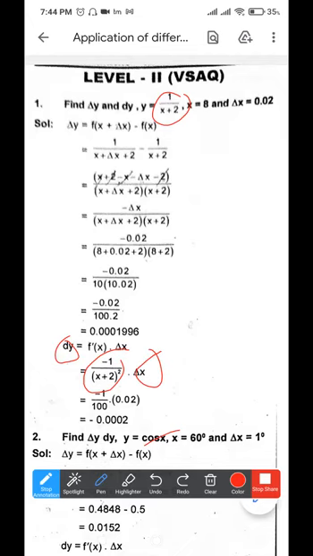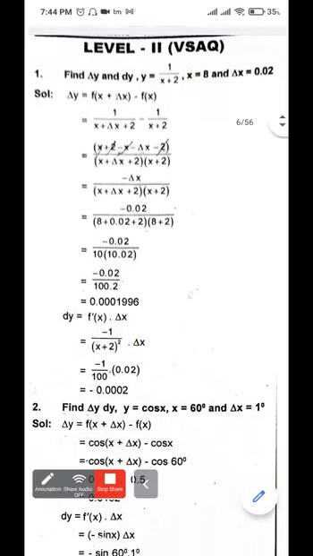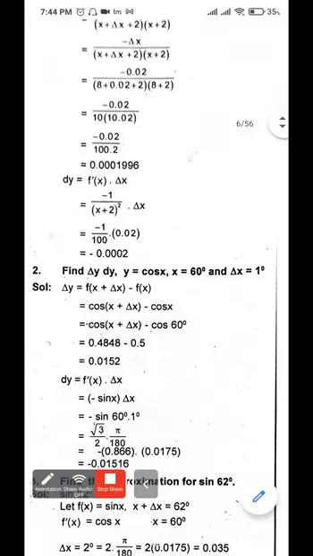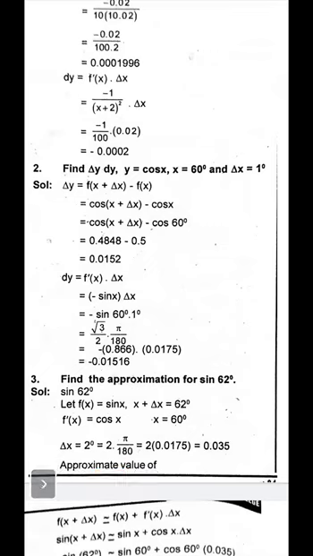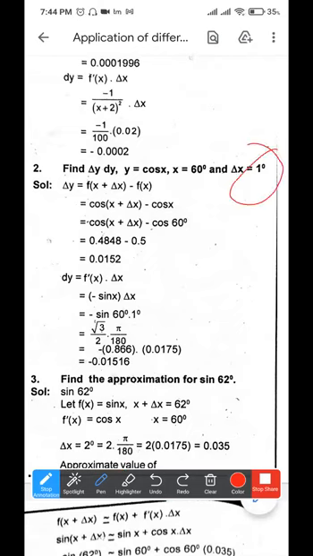Okay. Then substitute the value of x. The value of x is 8. 8 plus 2 is 10. 10 into delta x. Delta x is 0.02. Okay. Now find dy. y is equal to cos x, x is equal to 60 degrees, and delta x is equal to 1.